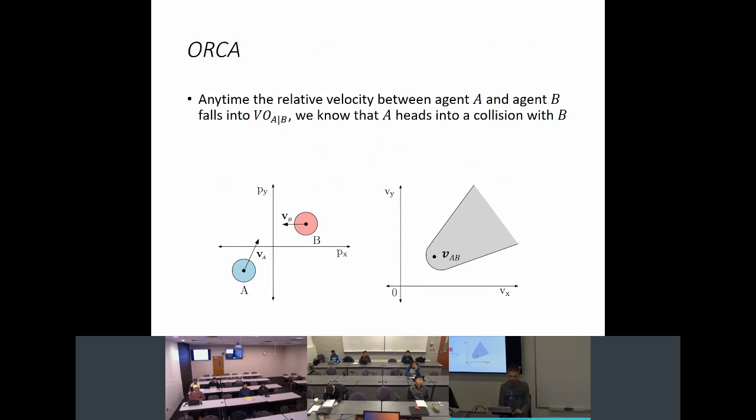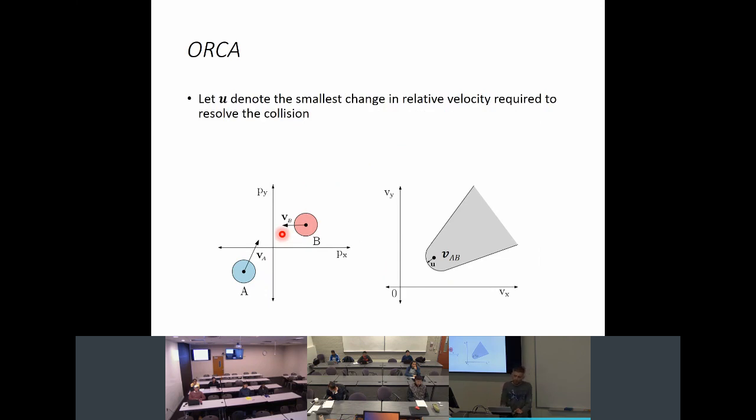So let's put in some actual velocities. We have the velocity for agent A, over here the velocity for agent B, and this is the relative velocity, VA minus VB. As you can see, the relative velocity is inside the cone. Therefore, the two agents head into a collision should they maintain their current velocities, which you can also see in the Cartesian space. If the agents keep moving at their current velocities, they are going to collide, right? Okay, so let the vector u denote the smallest change in relative velocity that is required to resolve the collision. We can simply find this by projecting the relative velocity to the closest point on the boundary of the VO, right?